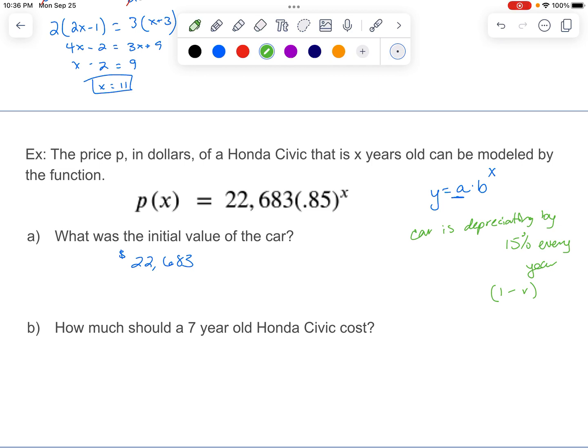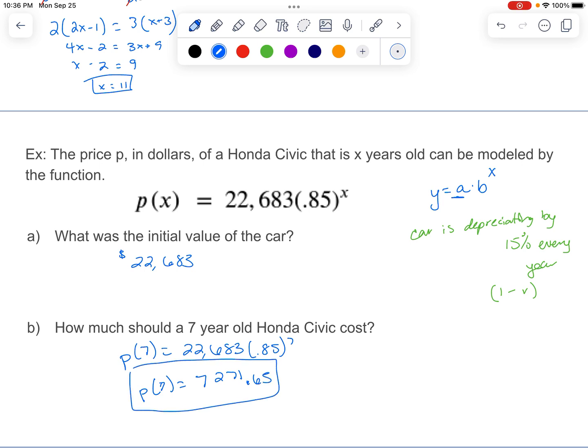For part B, how much should a 7-year-old Honda Civic cost? All you're doing is plugging that 7 right into the equation. And I'm sorry, I actually was not thinking, and I should have been prepped in advance to calculate that. My fault. We're going to the power of 7, and we get $7,271.65.